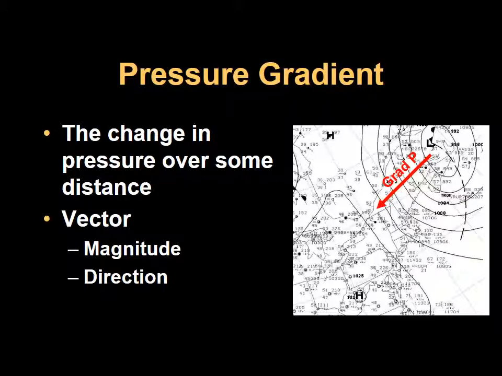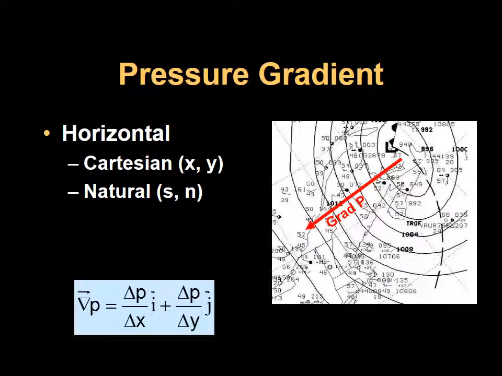And I think you've calculated that already in a lab. So you know what pressure gradient is. Remember that pressure gradient is a vector, and a vector has magnitude and direction. So we can break our pressure gradient into Cartesian coordinates. We can also talk about it in natural coordinates, but we're going to stick with Cartesian coordinates here. We're going to use our standard vector notation, which is the del operator. And here we have del P, the pressure gradient, which is the change in pressure in the x and the change in pressure in the y, at least for the horizontal.